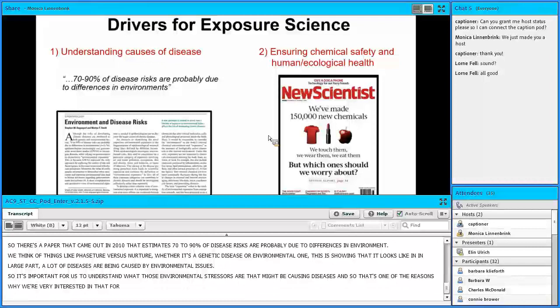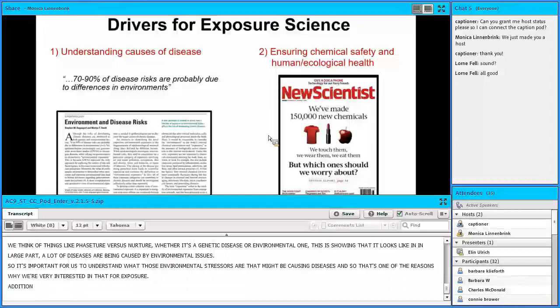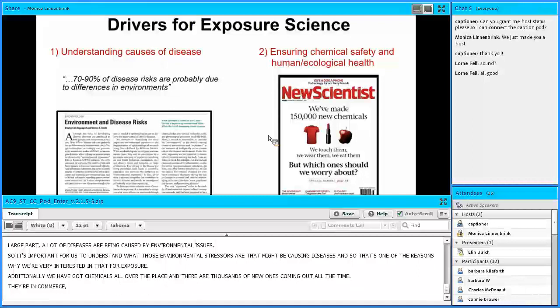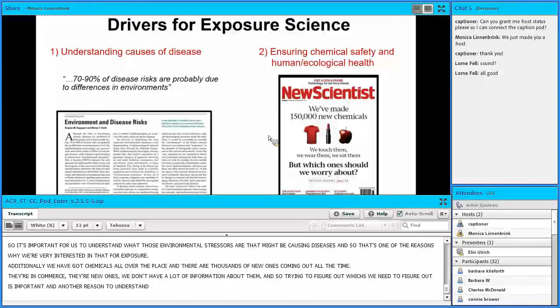Additionally, we've got chemicals all over the place, and there are thousands of new ones coming out all the time. They're in commerce, they're new, and we don't have a lot of information about them, so trying to figure out which ones we need to worry about is pretty important. That's another reason to understand what we are being exposed to: just because there are so many chemicals, let's try to prioritize which ones are actually causing issues.